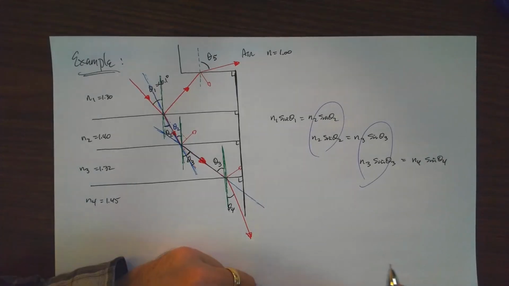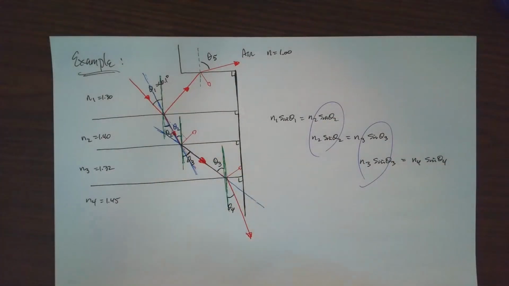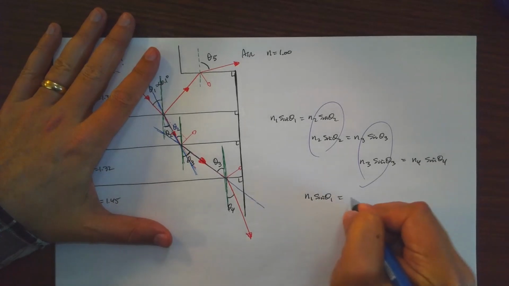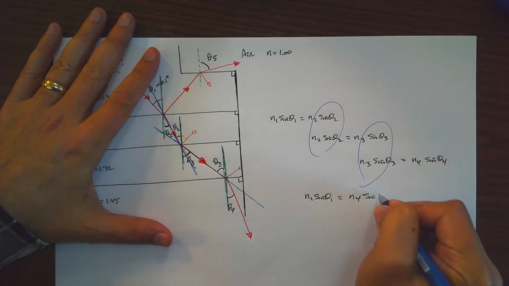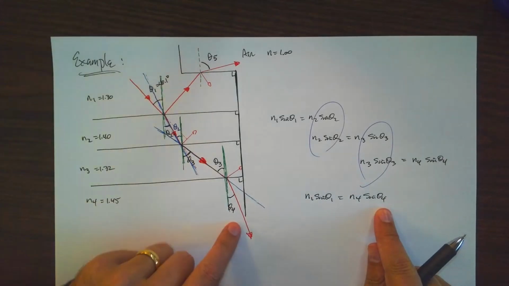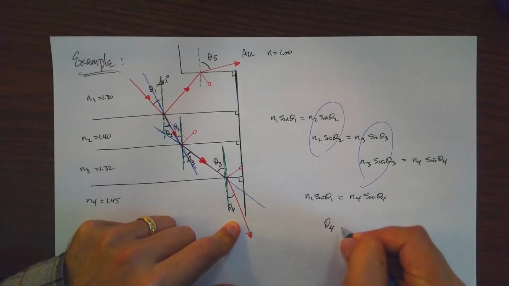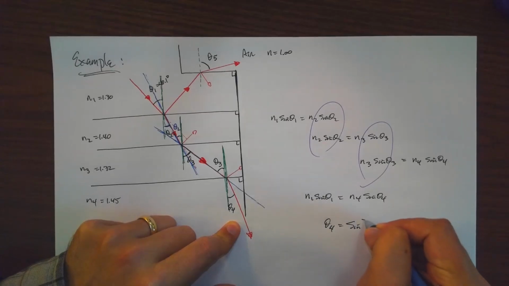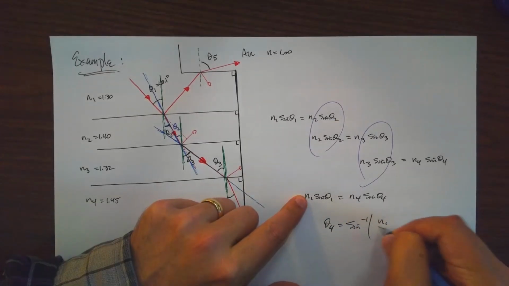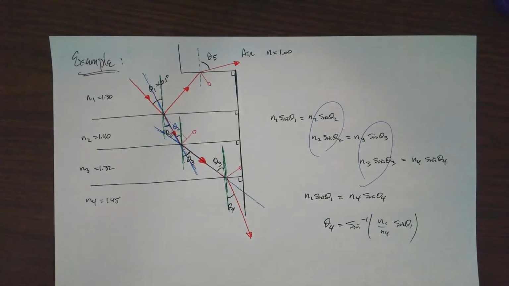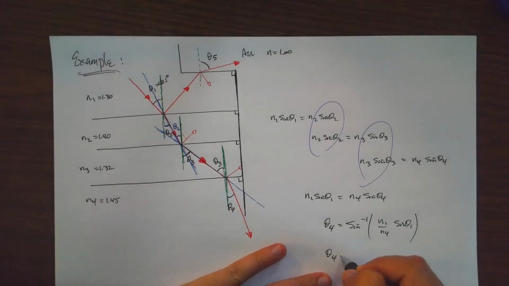So that's kind of an interesting result, and it has to do with the fact that the surfaces were parallel to one another, parallel slabs or whatever. And so then what we get is n1 times sine of theta 1 is n4 times sine of theta 4. And we solve for the angle theta 4, so we would divide both sides by n4 and take the inverse sine. And what I get is n1 over n4 times sine of theta 1. So that's Snell's law solved for one of the angles. So this will be something you're going to use a whole bunch.